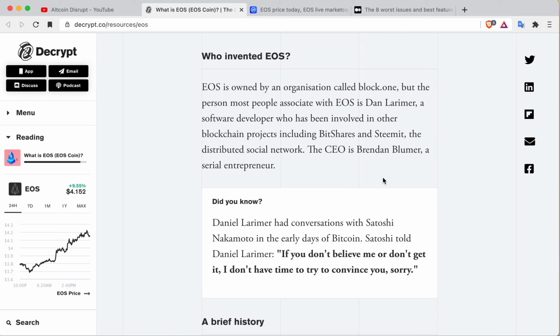So let's talk about a person who's well known around EOS. It's not actually the creator, but he's well known as a software developer in the EOS community, and his name is Daniel Larimer. And apparently, he had a conversation with Satoshi Nakamoto in the early days of Bitcoin. And Satoshi told Daniel Larimer, if you don't believe me or don't get it, I don't have time to try and convince you. Apparently, this is a conversation that they held with each other in the early days of Bitcoin.